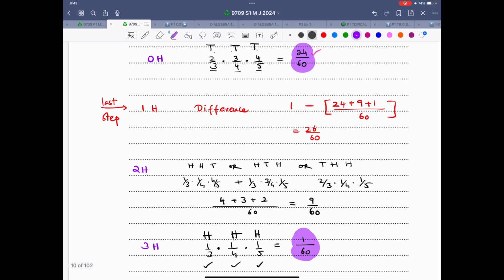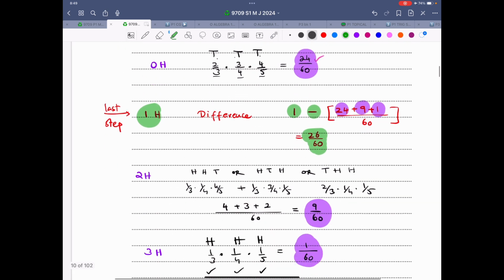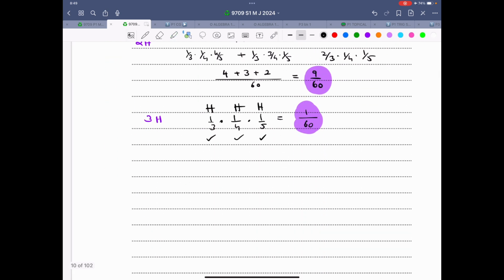So now I have these three: 24 over 60, 1 over 60, 9 over 60. I add this up, this plus this plus this, and then I subtract from 1. What do I get? I get 26 over 60. That is for 1 head. That is the last step that I've done. I have not done the calculation again. Why waste time? And naturally, of course, you should draw a table right over here, which I think I forgot.